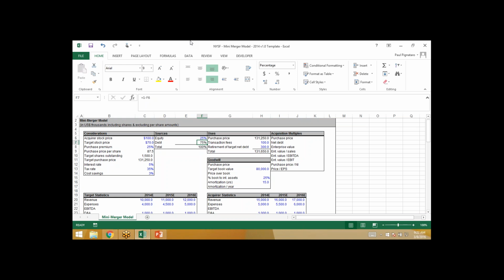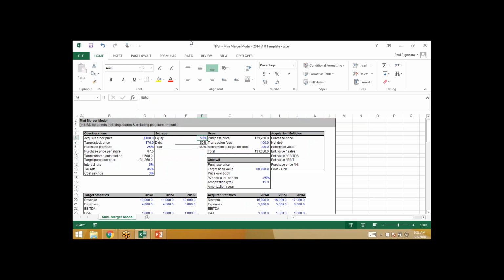The reason why I did that is, I mean, it has to add up to 100%, and you can do that manually. But we're going to do a two-variable data table, and a two-variable data table means this stuff needs to be only dependent on two variables. The one variable is going to be purchase premium. The other is going to be 50%. The table won't work if both these things are hard-coded.